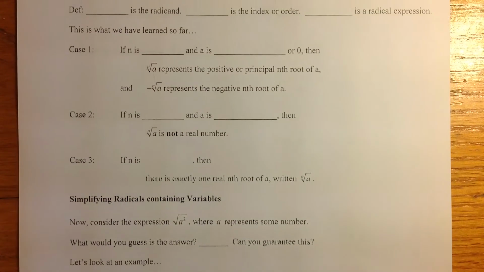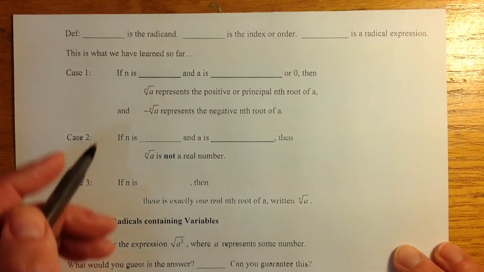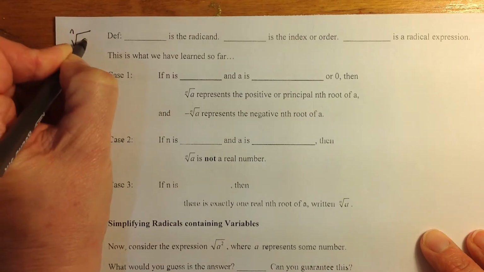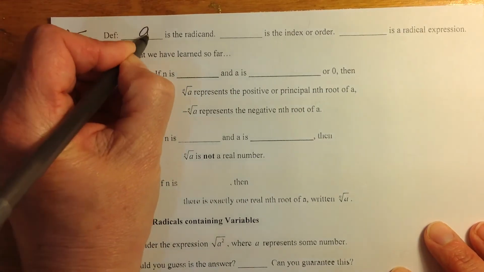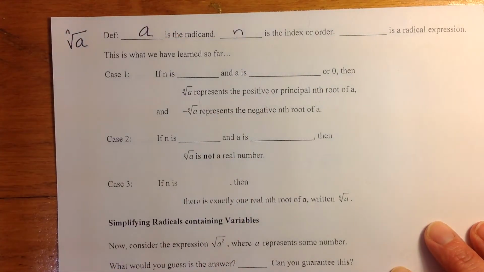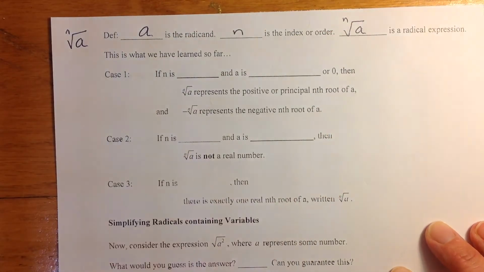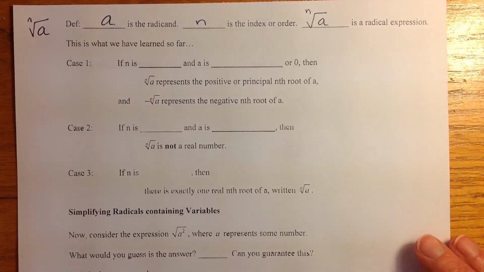All right, now we're going to get into some definitions here. All right, so things we already know. We're going to kind of peel apart the nth root of a. That's what we're going to consider. So a is the radicand. N is the index, or sometimes it's called the order. And if you put the whole thing together, you get what we call the radical expression.